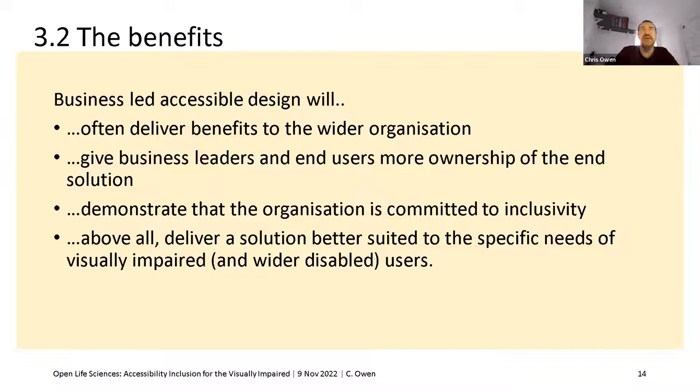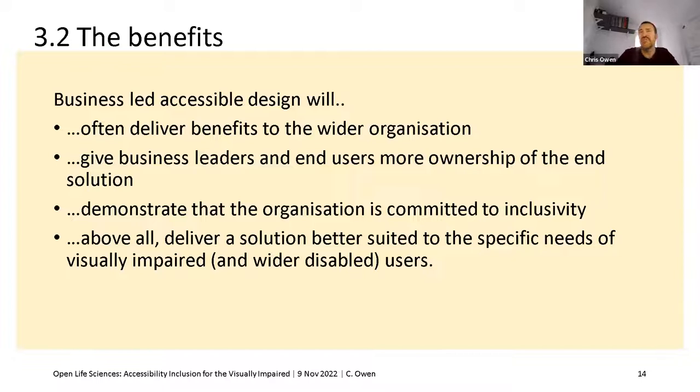So thinking about then the benefits, just finally sort of to close, you've got really business-led accessible design will often deliver those benefits to the wider organization. And it gives the business users and the end users that ownership of the end solution and that sense of empowerment and ownership and what have you there.